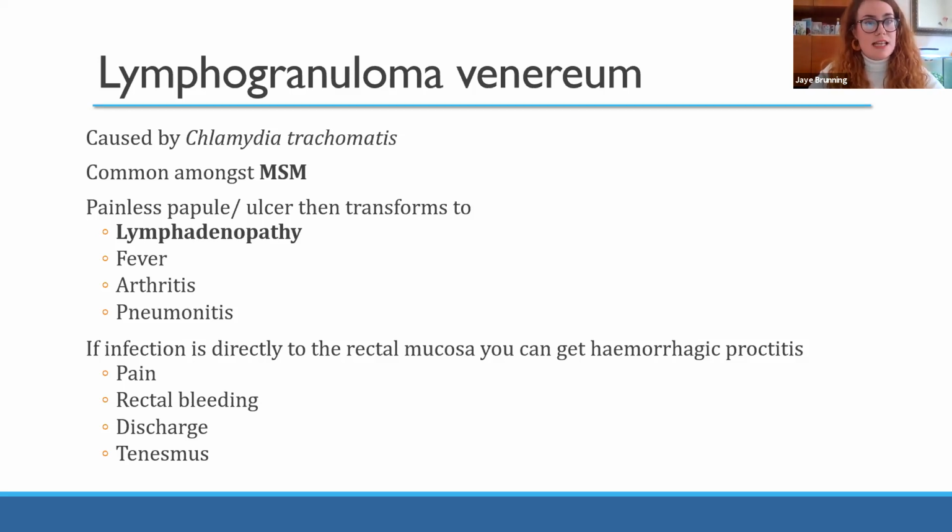The way this presents is again a painless papular ulcer, but then transforms into lymphadenopathy, fever, arthritis, and then quite severely pneumonitis. They can be really poorly with this. And if the infection is directly inoculated into the rectal mucosa, then you can get a thing called hemorrhagic proctitis, which will cause pain, PR bleeding, discharge, and tenesmus. And tenesmus is the feeling that you need to empty your bowels recurrently or often.